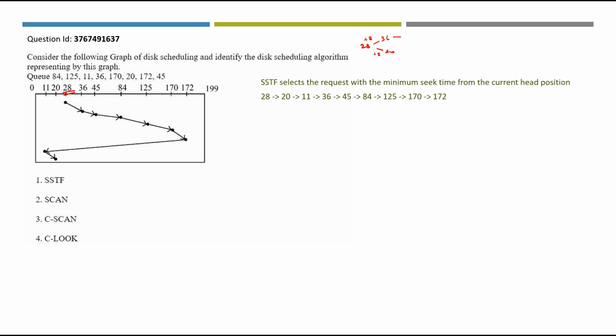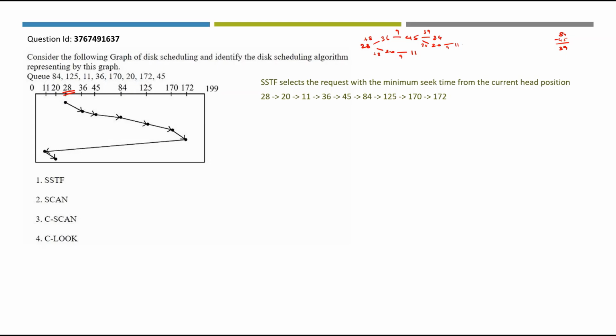After 36, if you go, you will have 45 with 9. From 45 you have to move to 84. What is 84 minus 45? 14 minus 5 is 9. 7 minus 4 is 3. At a distance of 39 you have 84 here. What about 45 and 20? At a distance of 25 you will have 20. Then again with a distance of 9 you will have 11.